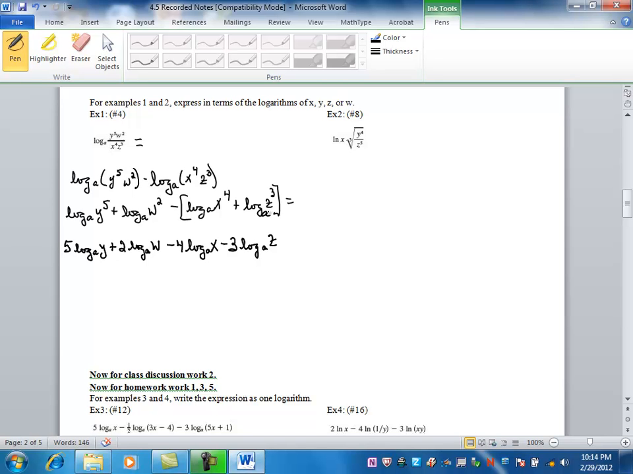Now you'll notice in this next example we've got the natural log of x times the cube root of all of this. So this becomes the natural log of x times y to the fourth over z to the fifth raised to the 1/3 power. And another way to think about this is the natural log of x times y to the 4/3, because when you raise an exponent to a power you multiply, and then this is z to the 5/3.